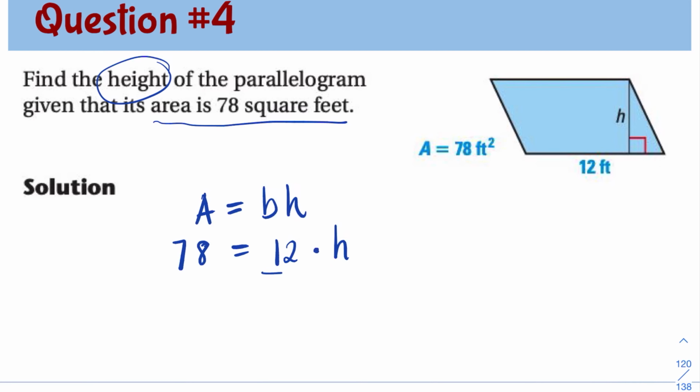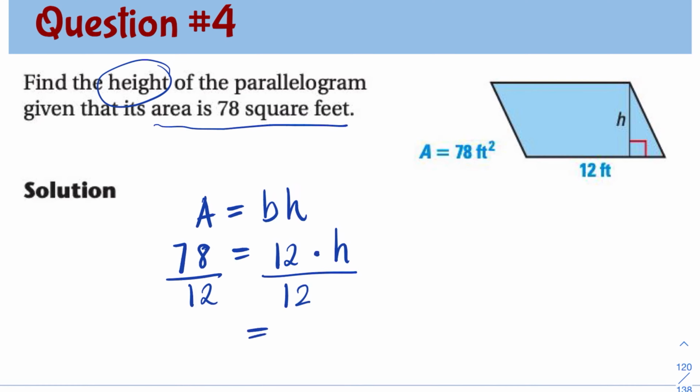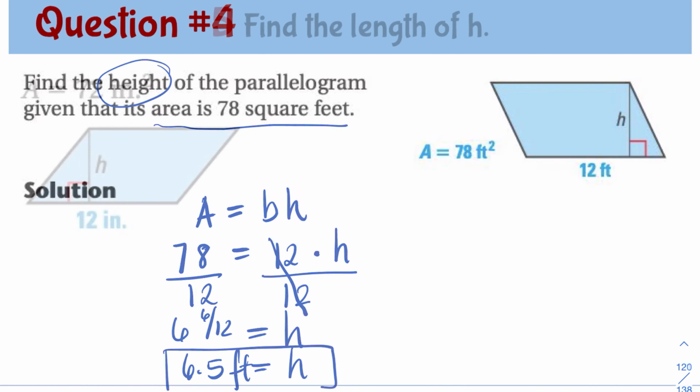So now solving for the height, we can divide both sides by 12. Simplifying this, 12 divided by 12 is 1, so the right side is h. 12 can go into 78 6 times, and the remainder is 6. So we have 6 and 6 twelfths, which is the same thing as 6.5. So the height is 6.5 feet.